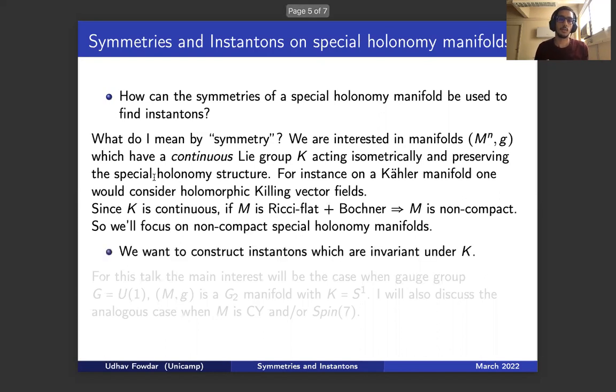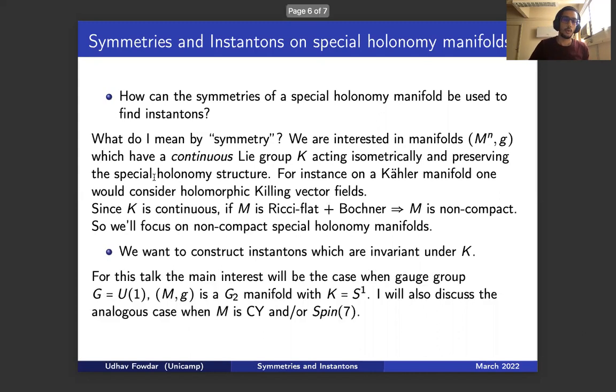The goal of this talk is to construct examples of instantons which are invariant under a certain Lie group K. For most parts of this talk, the main interest will be in the case when the gauge group is the simplest one, just U(1), so abelian instantons, and I'll consider mostly the case when our special holonomy manifold is a G2 manifold with a certain S1 action. I might also discuss the analogous situation when M is a Calabi-Yau threefold, or a Spin(7) manifold.